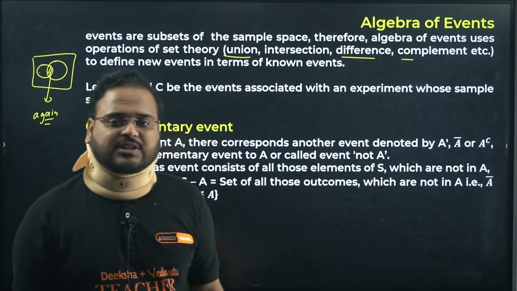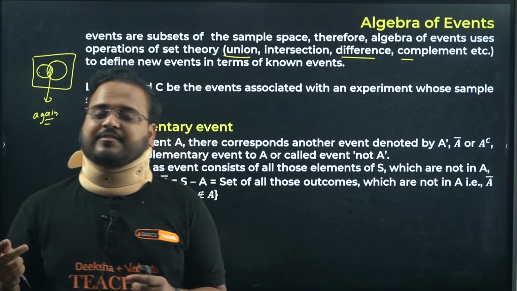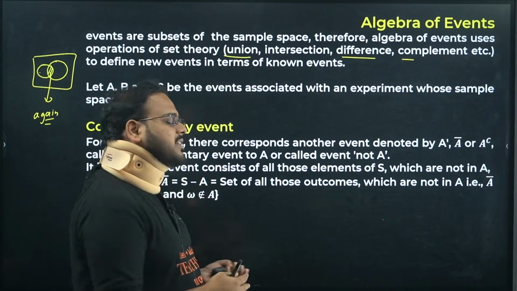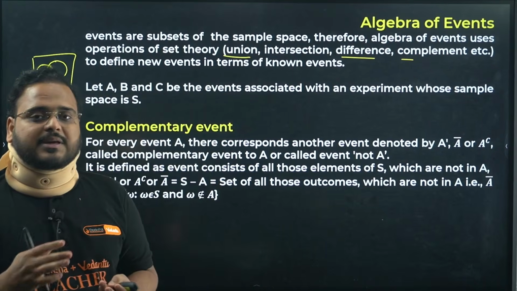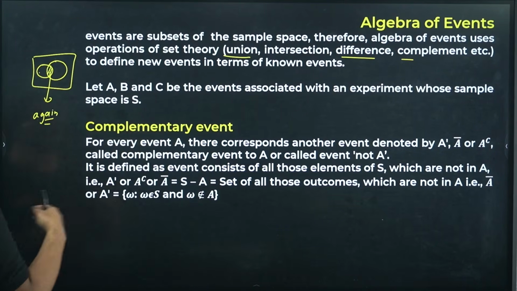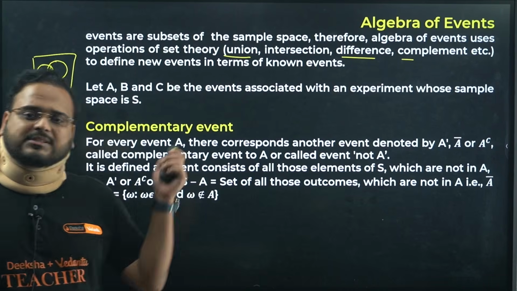The same goes in the case of intersection. You just take the common part. Difference means you look for what is present in set A and not in set B, and so on. And complement is basically everything but set A. We'll see all of that.